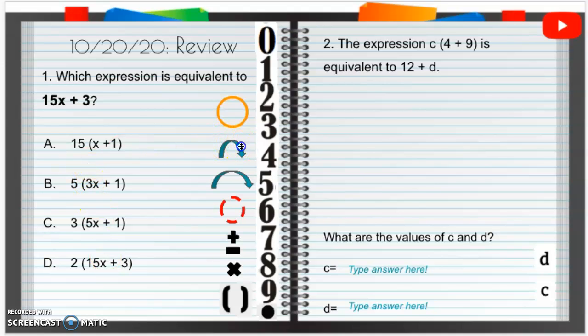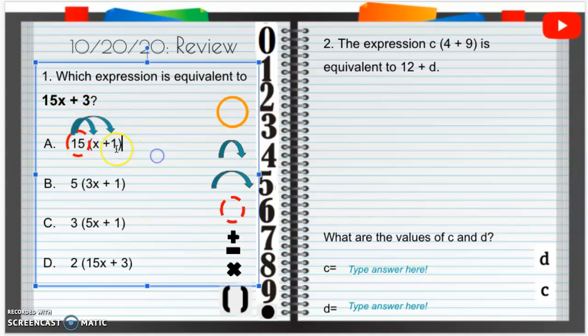Let's see. This first one for A, if we have that 15, 15 times x is going to be 15x plus, yes, it's plus. 15 times 1, is that 3? No, so it's not A. How about this next one?